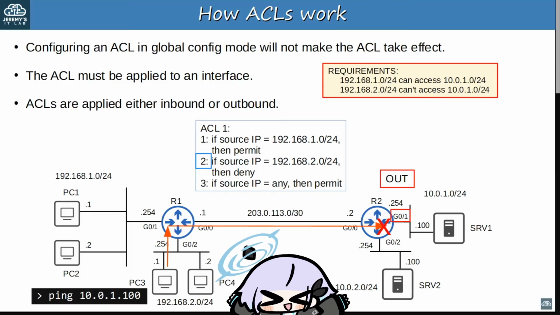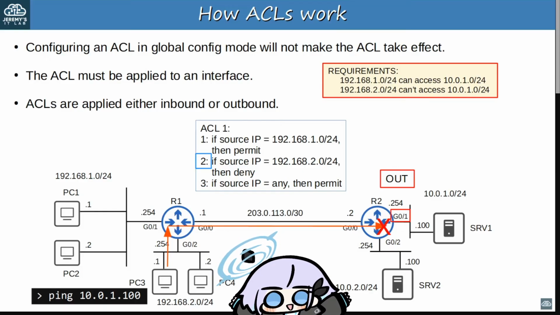Hosts in 192.168.2.0/24 can't access 10.0.1.0/24. What if PC1 in 192.168.1.0/24 tried to ping server 1?